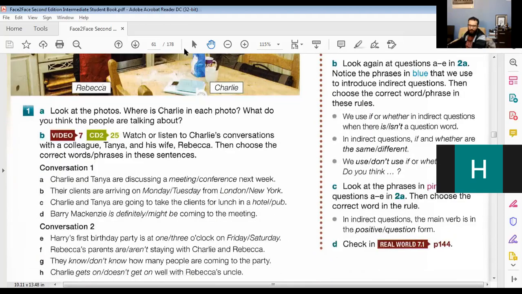In conversation 1, the first sentence says, Charlie and Tanya are discussing, is it a meeting or a conference next week? Meeting. Next week. So you think it's a meeting.